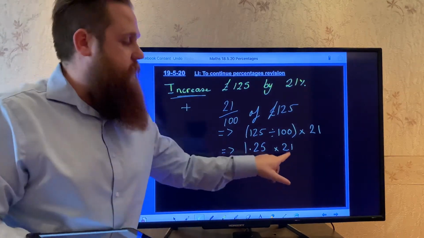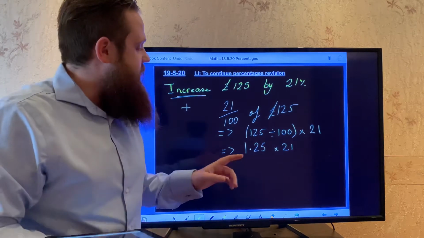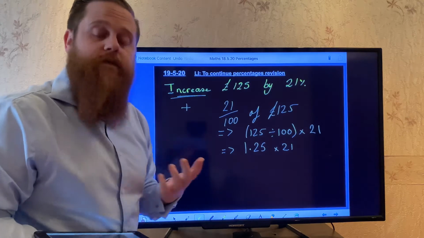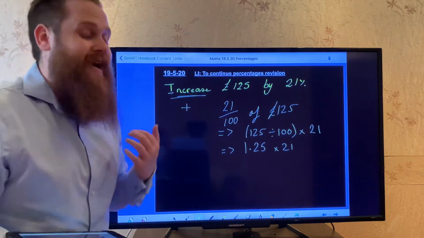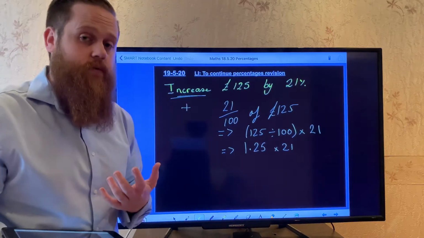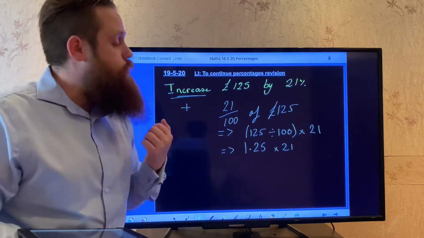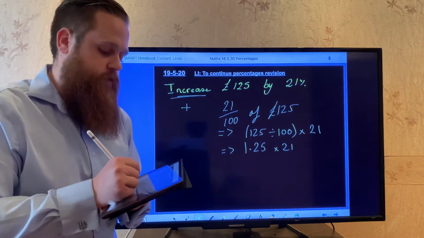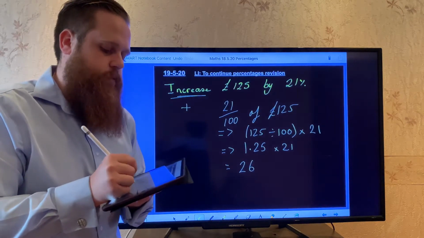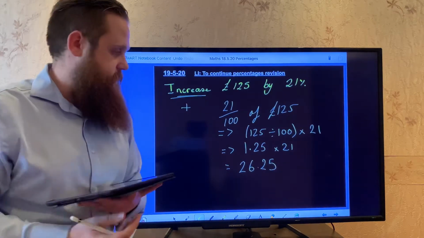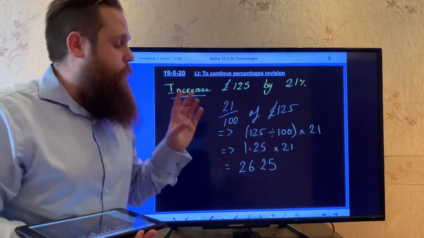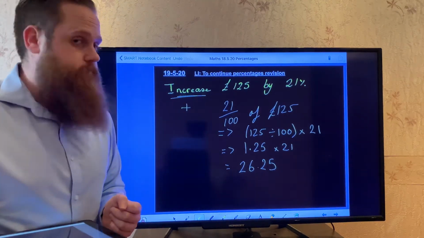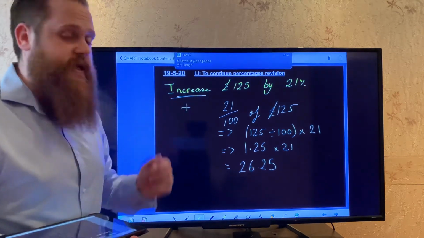So 1 times 21 is 21, and I need to add that to a quarter of 21. Well, half of 21 is 10.5, and half of 10.5 is 5.25, okay. So 21 add 5.25 is 26.25, okay. 26.25. Have I finished? Of course I've not. I've got to increase this.